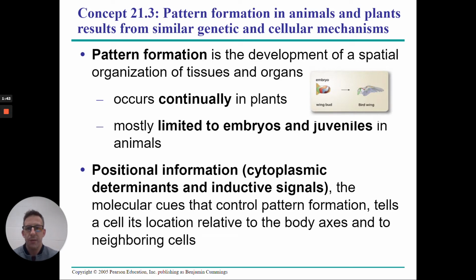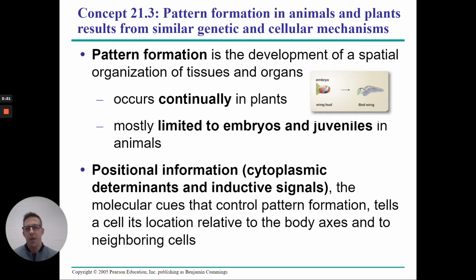Okay, and from season to season, the plant will go dormant and then it will come back. So this pattern formation sometimes will continuously occur in plants, but oftentimes it is just limited to the embryos and juveniles in animals. When the animal is born, chances are it's already got most or all of its pattern formation taken place. I mean, that's what you want in animals, right? You want to be able to have the animal born and everything's right where it should be. That way you've got the heart where it should be and the lungs where it should be and the arms are out here and the legs are down there, right?